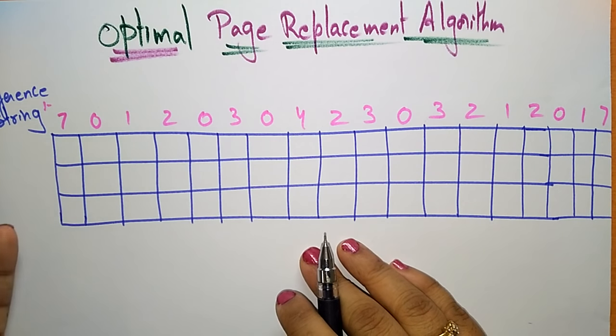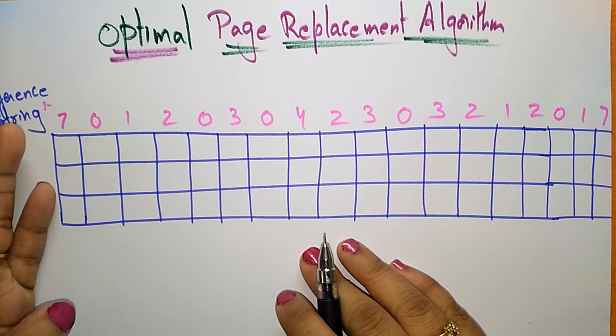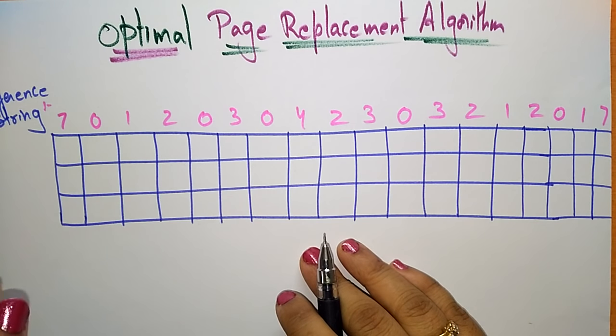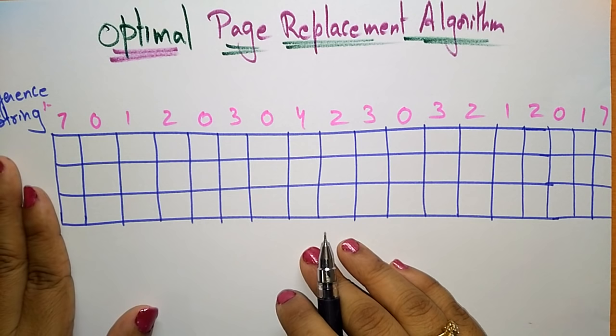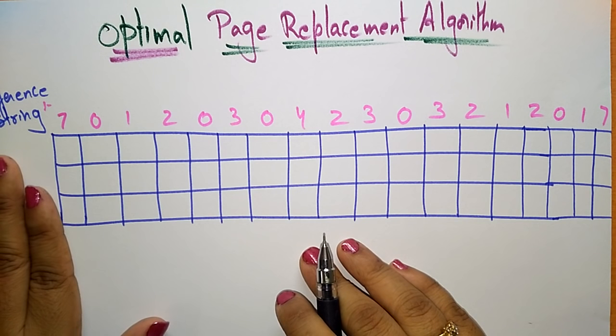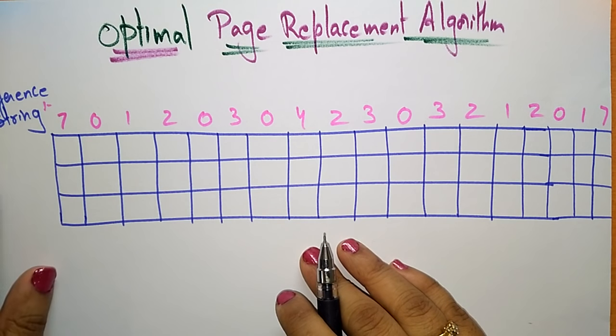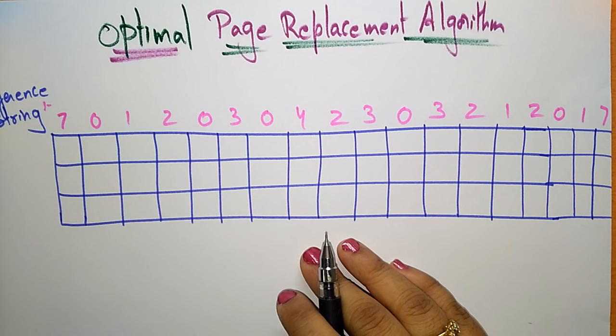So which page has to be replaced? That is the technique we have to follow: whether we follow the first in first out replacement algorithm, or the least recently used replacement algorithm, or the optimal page replacement algorithm. Based on the user's requirement, you can go for different page replacement algorithms.